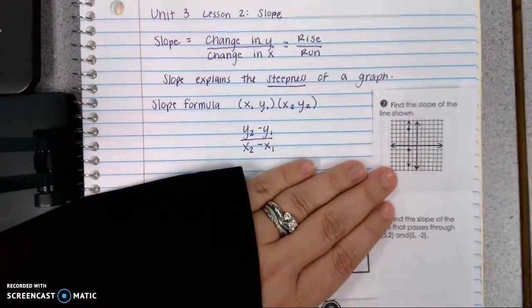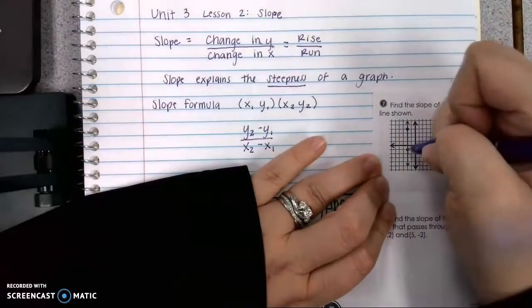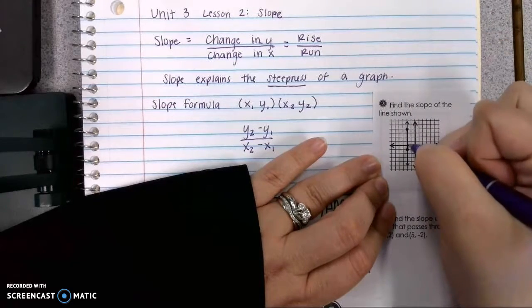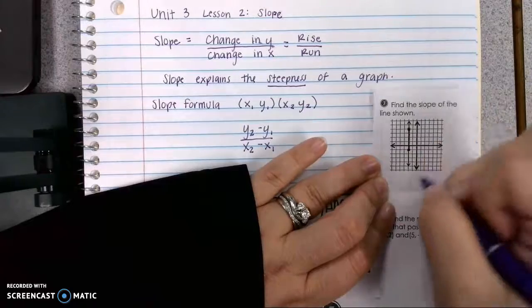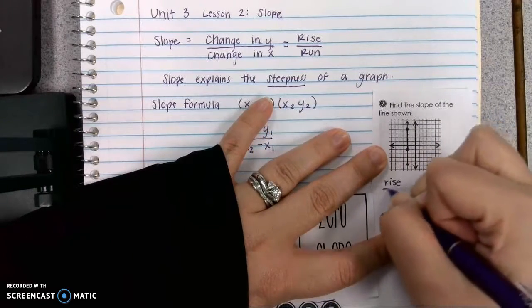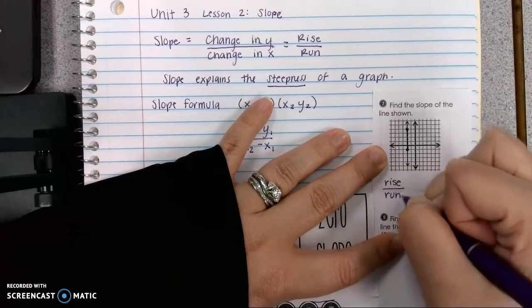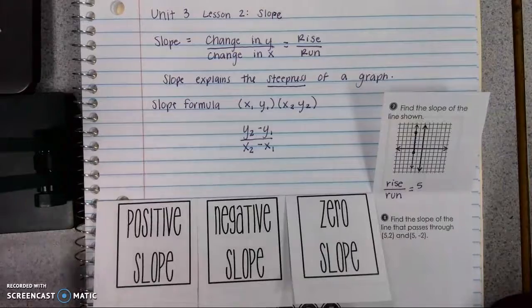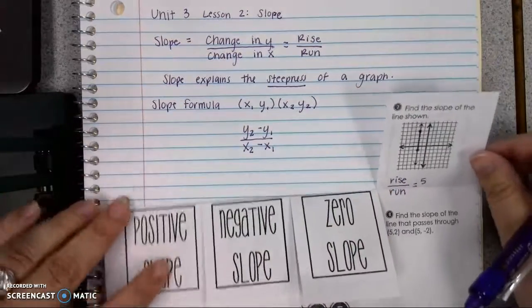Number 7, find the slope of the line. In this case, we're rising 1, 2, 3, 4, 5. Remember, whenever you have a graph, you want to connect the 2 points that you know. In this case, it was 5.